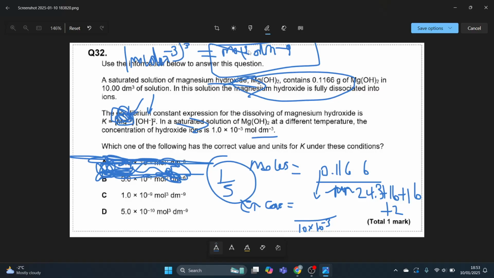And which of the following is the correct value and units for K? Well, correct units for K, 5.0 times 10 to the power minus 10. But I've got the correct units of K, and I can find the concentration of Mg2+ by doing 5.0 times 10 to the power minus 10 divided by 1.0 times 10 to the power minus 3. Or maybe what I should have done is 0.199 times 1.0 times 10 to the power minus 3. But that still won't give me the correct answer. Oh, it's either C or D. Which one is it?